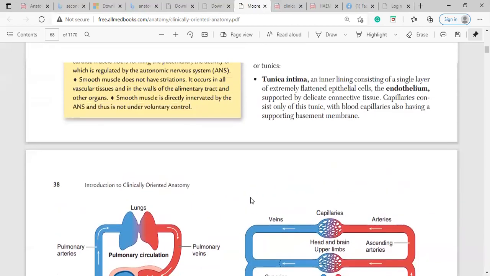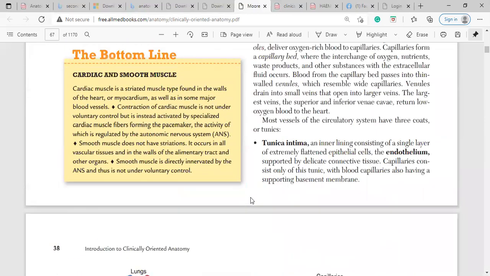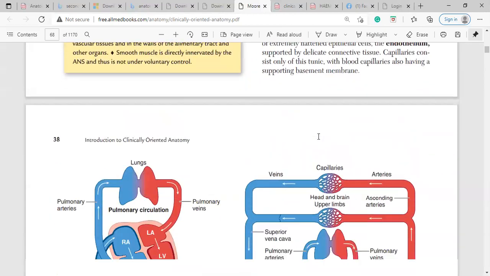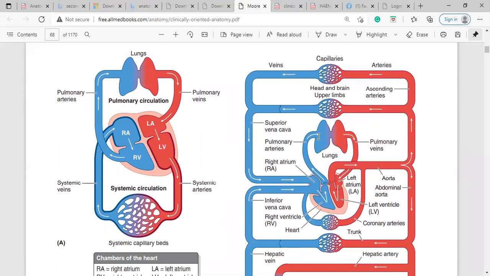Okay, good. Now, before we look at the histology of the blood vessels, I want us to take examples of different kinds of blood vessels, arteries and veins. And now we're going to use this diagram. You may need to write, because I'm going to be mentioning some names that you might need to write down.